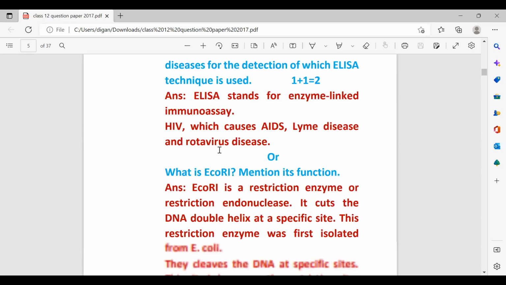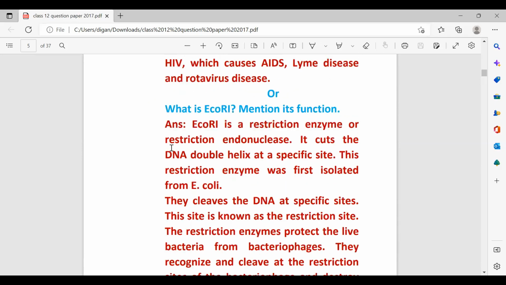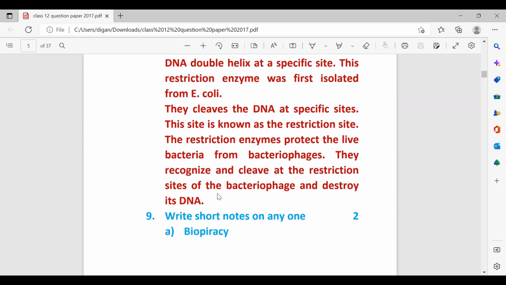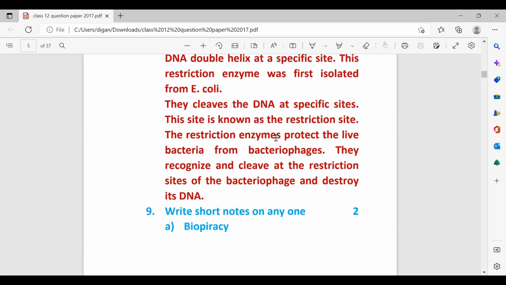Next question is, what is E. coli RI? Mention its function. It is a restriction enzyme or restriction endonuclease. It cuts the DNA double helix at a specific site. This restriction enzyme was first isolated from E. coli. That's why this name is given. They clip the DNA at a specific site, the site known as the restriction site. The restriction enzymes protect the life of the bacteria from bacteriophages. They recognize and cleave at the restriction site of the bacteriophage and destroy its DNA.